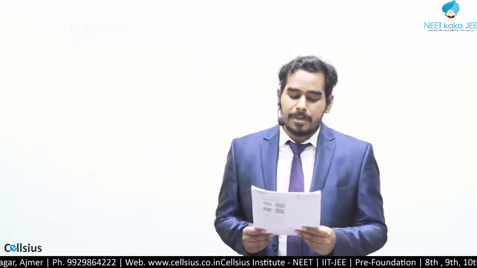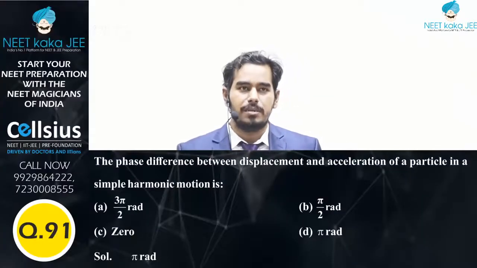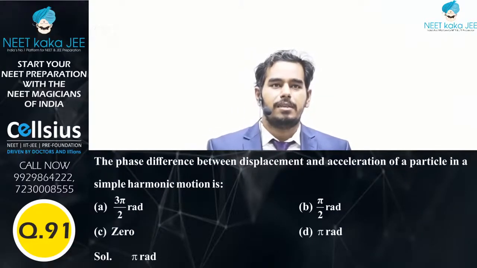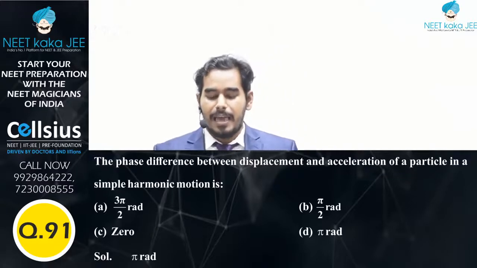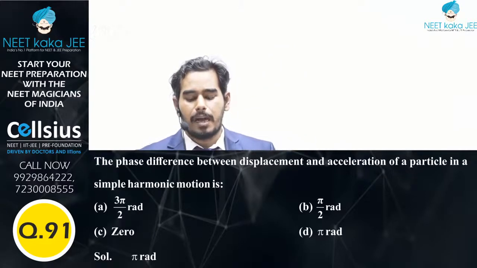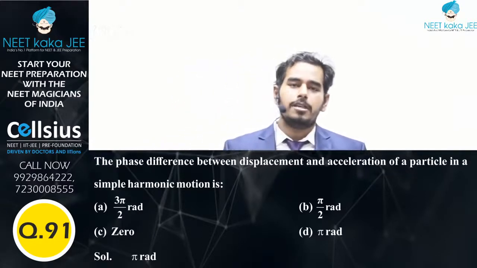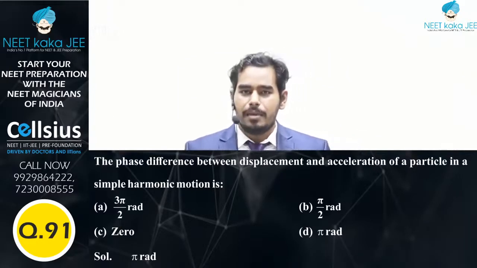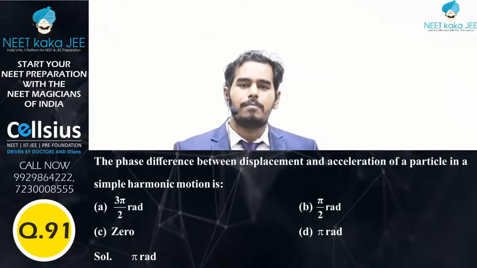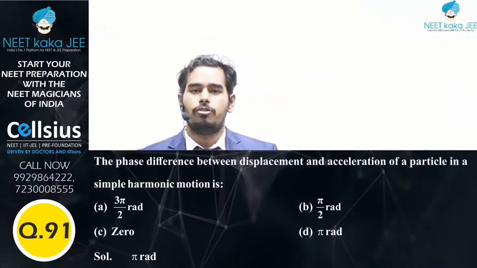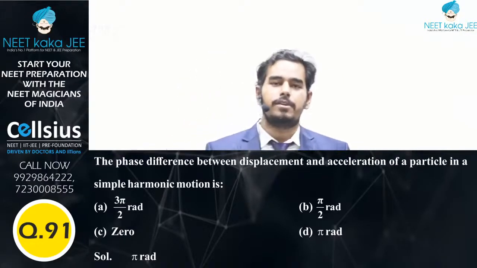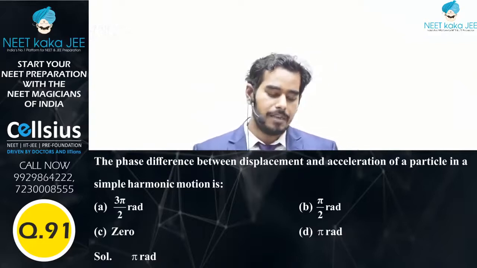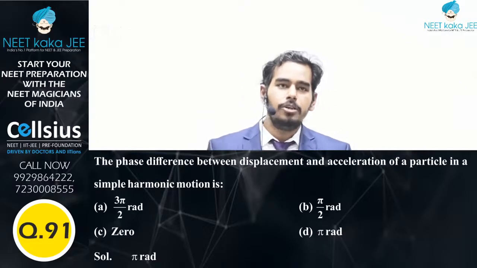The first question is, the phase difference between displacement and acceleration of a particle in simple harmonic motion. The phase difference is pi. Because suppose displacement x is equal to a sine omega t, then acceleration becomes minus a omega square sine omega t, so that minus factor comes in front, so the phase difference is pi. So obviously your answer will be D.